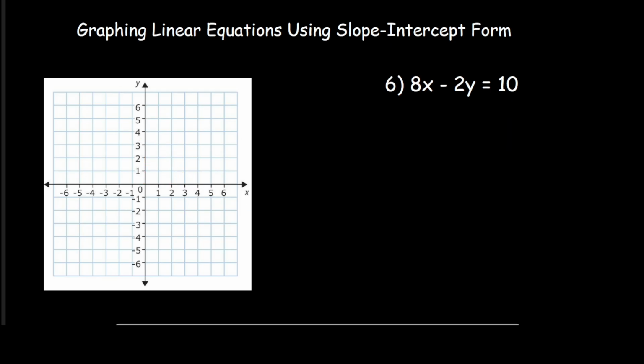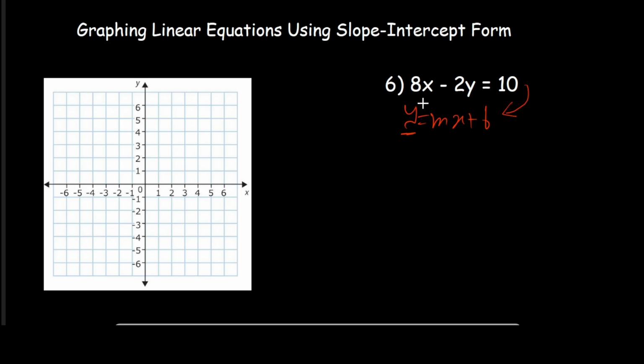Now let's solve this: 8x minus 2y equals 10. First, we need to rewrite it in slope-intercept form, which is y equals mx plus b. Now we have to convert this equation into this form. So we need y by itself.